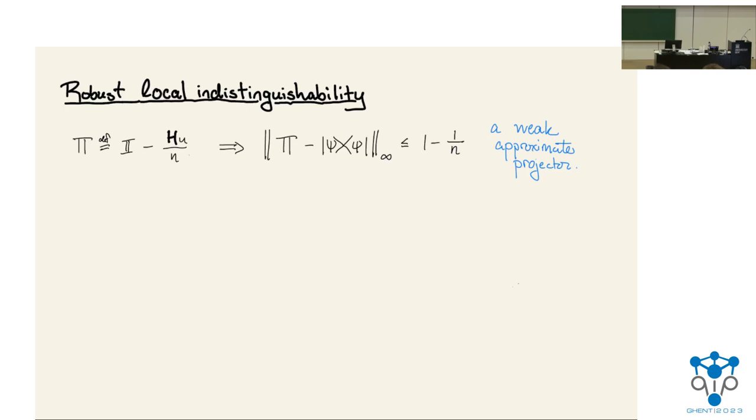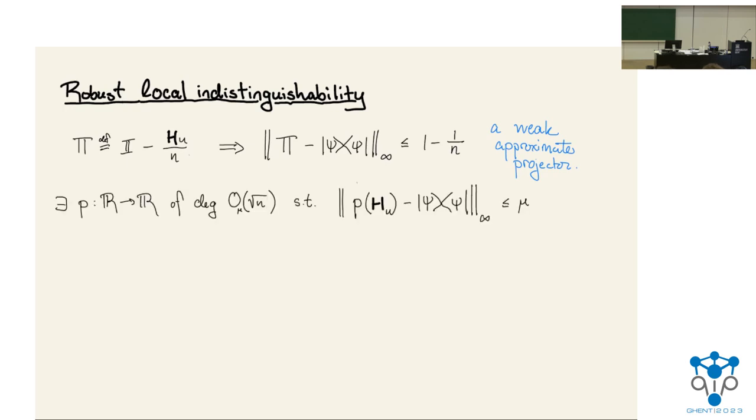So what we'll see is that if you can construct a better approximate projector, you can actually make these lower bounds robust. This is a fun fact in mathematics that my collaborator Anurag Anshu uses in basically every one of his results, which is that there exists this polynomial p of degree roughly root n, so that if you apply p to the Hamiltonian HU, it ends up becoming a really good approximator to the exact projector. In fact, it's only mu off. And so for any constant mu, you can just pick this to be degree root n.